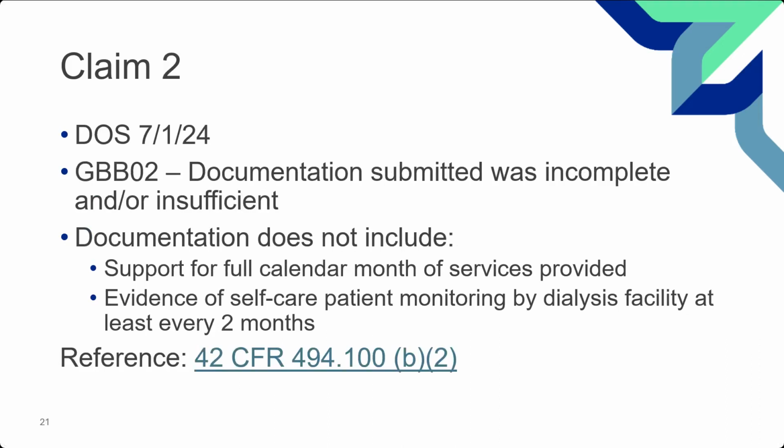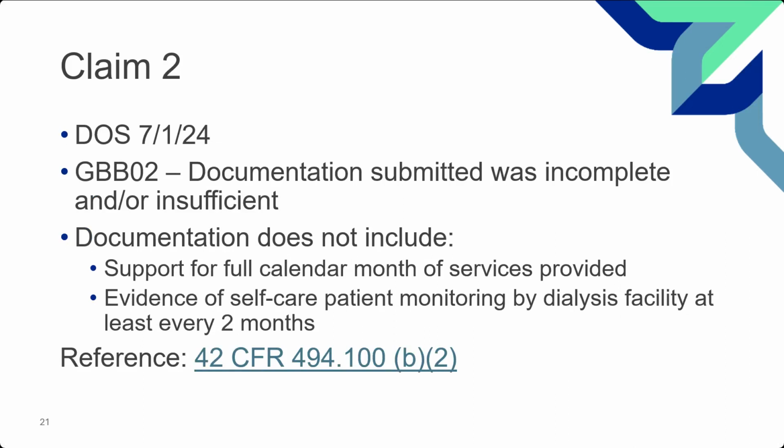Now that we reviewed the claim with all the necessary documentation, let's examine a claim that's missing some of the required documentation for CPT code 90966 home dialysis. Claim example 2 has a date of service of July 1st, 2024. This claim lacks documentation to support the services were provided for a full calendar month and that the dialysis facility conducted self-care patient monitoring at least every 2 months.